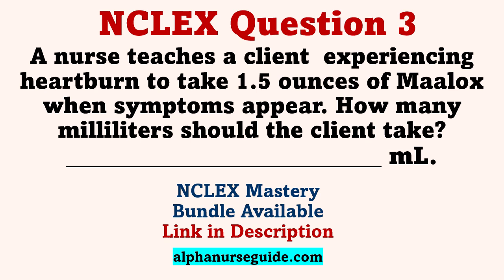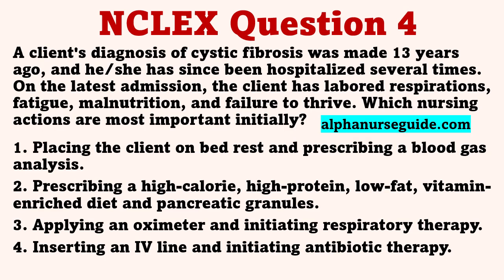The correct answer is 45 milliliters. 1 ounce equals 30 milliliters. You multiply 30 by 1.5. You get 45 milliliters.